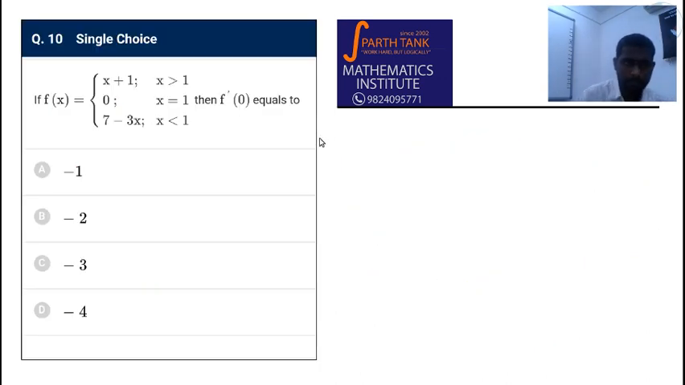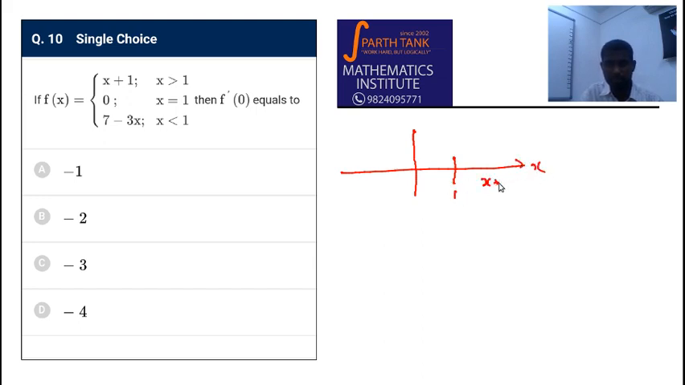Question number 10. If f of x is given as x plus 1 in the region x greater than 1. So let us say this is x is greater than 1. In this region it is x plus 1. It is 0 at x is equal to 1. At this point itself it is 0. And at x less than 1 it is 7 minus 3x. So in this region it is 7 minus 3x. In this region it is x plus 1.